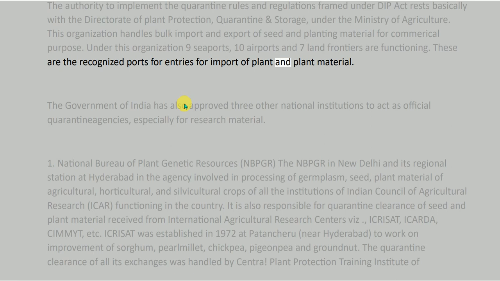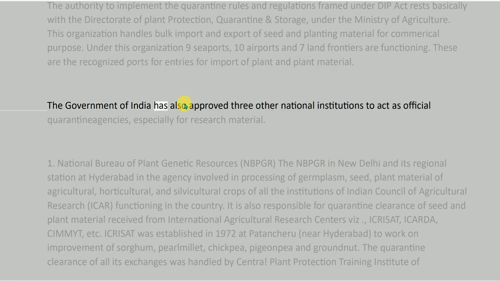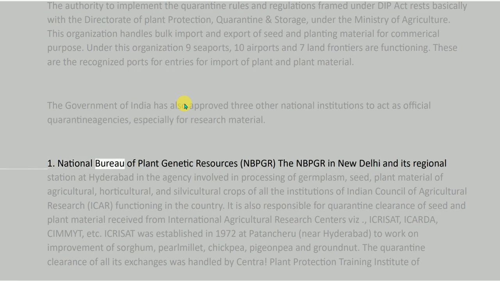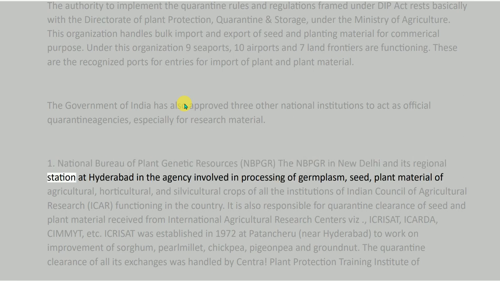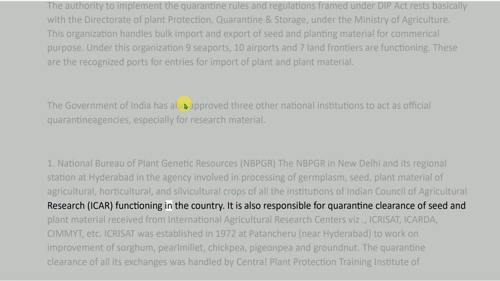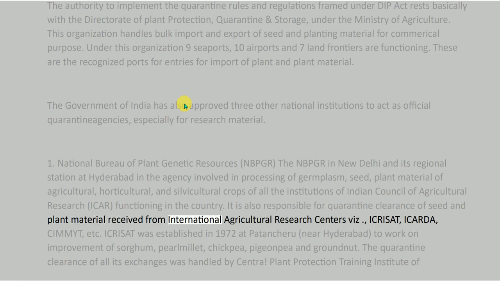The Government of India has also approved 3 other national institutions to act as official quarantine agencies, especially for research material. 1. National Bureau of Plant Genetic Resources, NBPGR. The NBPGR in New Delhi and its regional station at Hyderabad is the agency involved in processing of germplasm, seed and plant material of agricultural, horticultural and silvicultural crops of all the institutes of the Indian Council of Agricultural Research, ICAR, functioning in the country. It is also responsible for quarantine clearance of seed and plant material received from international agricultural research centers like ICRISAT, ICARDA, CIMMYT, etc.